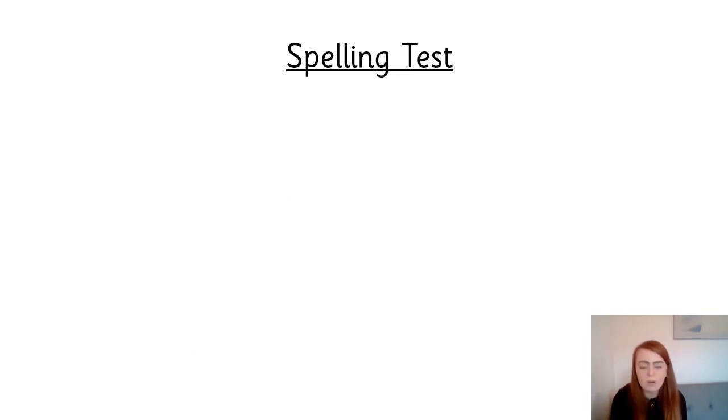So word number one is chorus. Chorus. The chorus in the song is my favourite part. Chorus. Word number two is chord. Chord. The song sounded bad because I played the wrong chord. Word number three is choir. Choir. The choir sang a lovely song at Christmas.